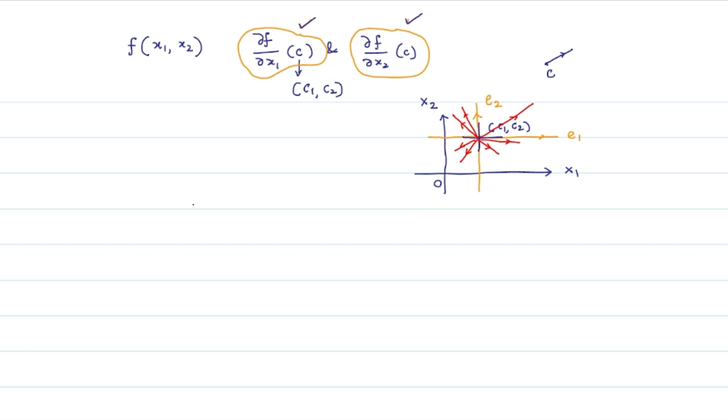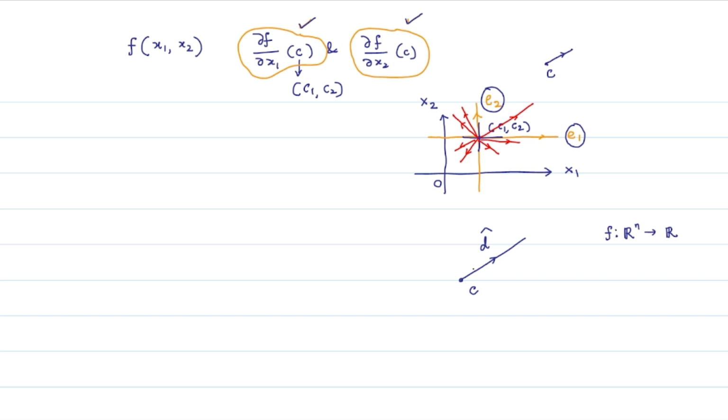Let us then go for finding the instantaneous rate of change of the function value along a given direction emanating from the point C, but that direction is not necessarily along the variable axes. Let us suppose d hat is a given unit vector emanating from the point C, and we want to evaluate the instantaneous rate of change of the function f along the direction d hat at the point C.